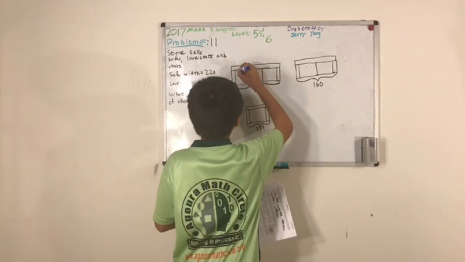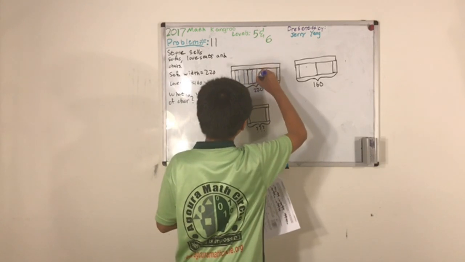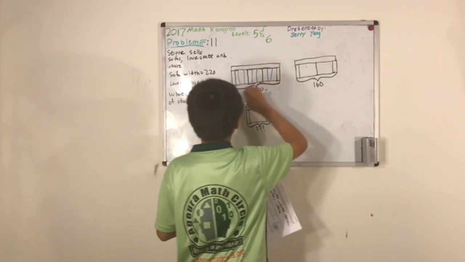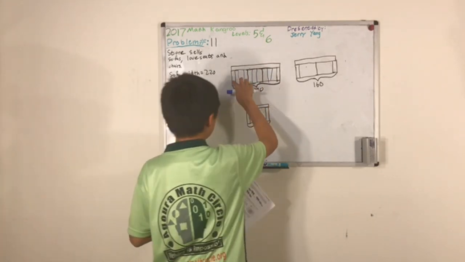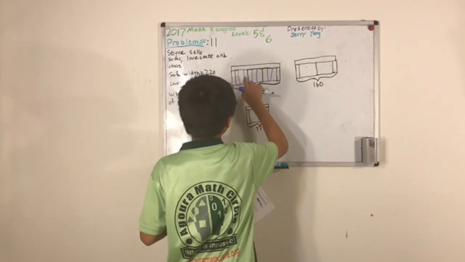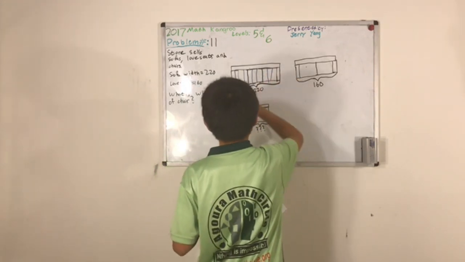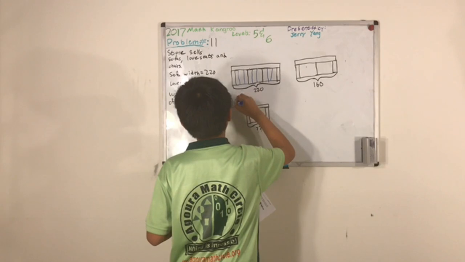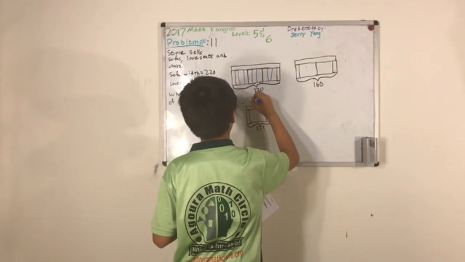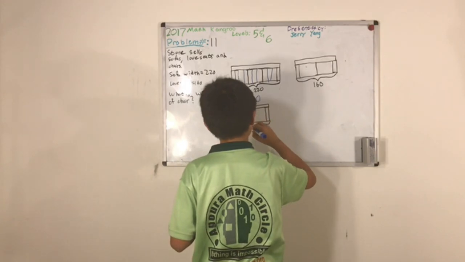And if we look at this, if we split the squares that these are made of, we actually see we can split them into three pieces that are exactly equal to these armrests. And then if we count these pieces from the sofa, we have 1, 2, 3, 4, 5, 6, 7, 8, 9, 10, 11. And then 220 divided by 11 equals 20. So we know that one of these is 20.